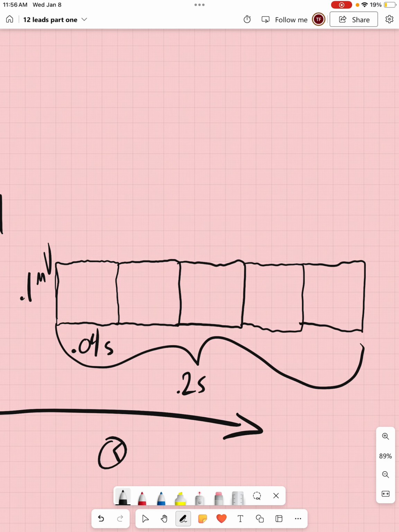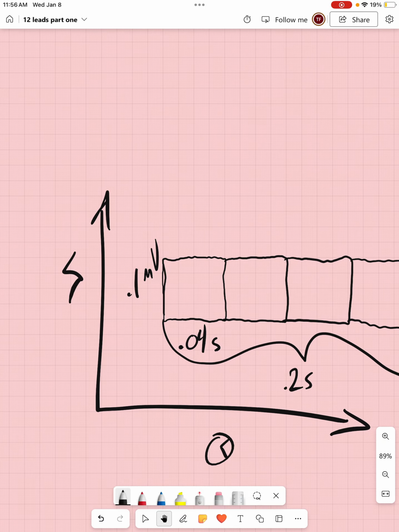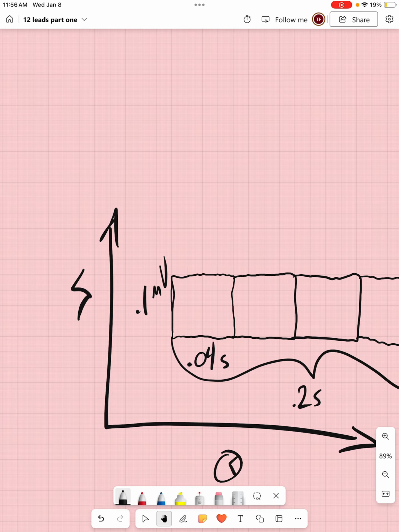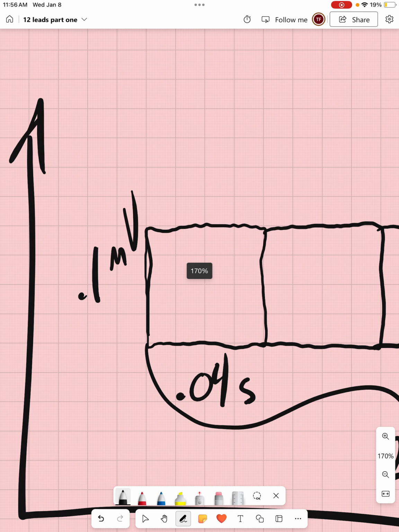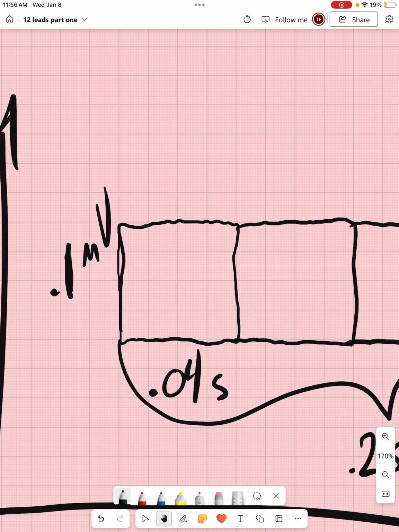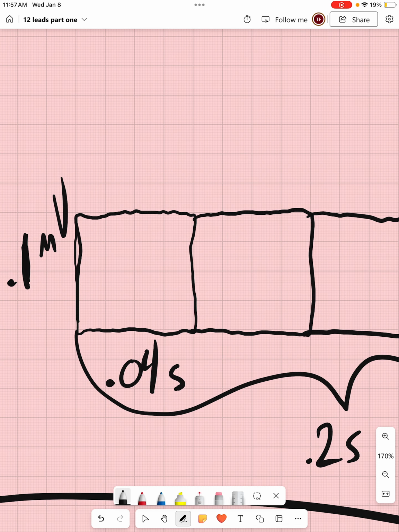We have big boxes that are made up of small boxes. 5 big boxes together are going to be 0.2 seconds. One of these small boxes alone is 0.04 seconds. As well, up here, it would be 0.1 millivolts per 4 boxes vertically. So again, we're looking at millivolts vertically, seconds horizontally.